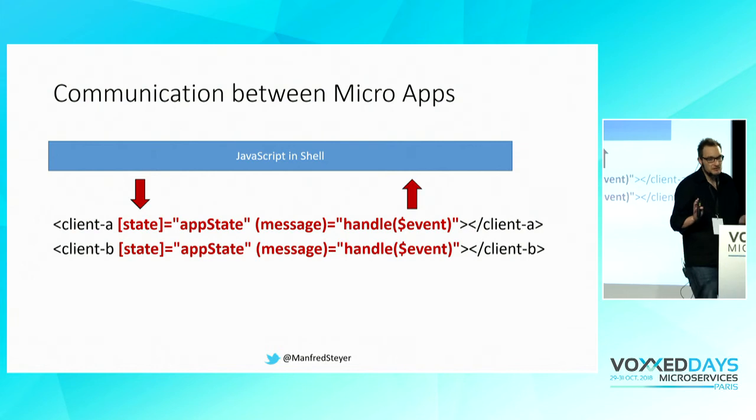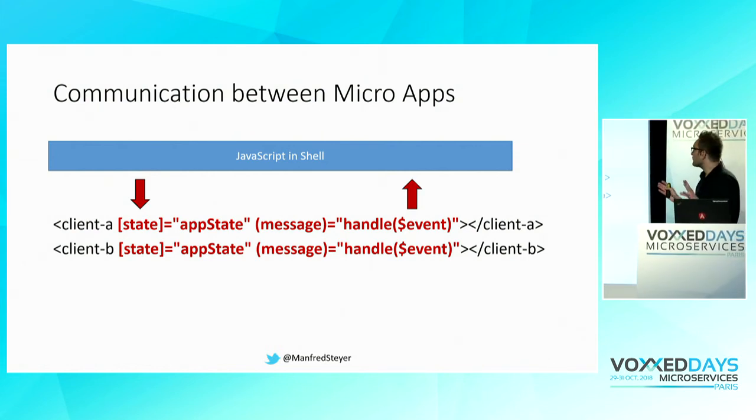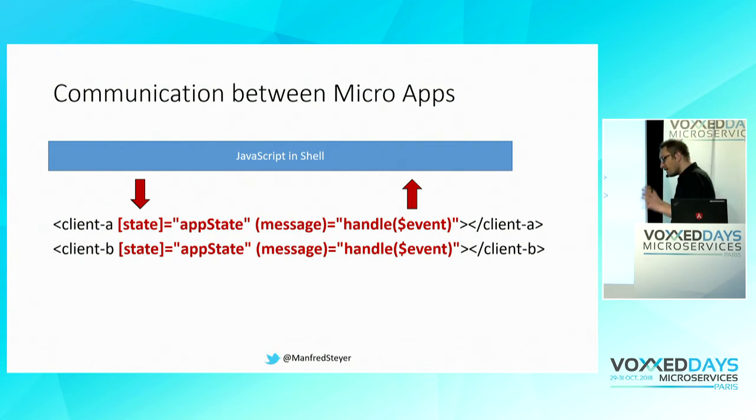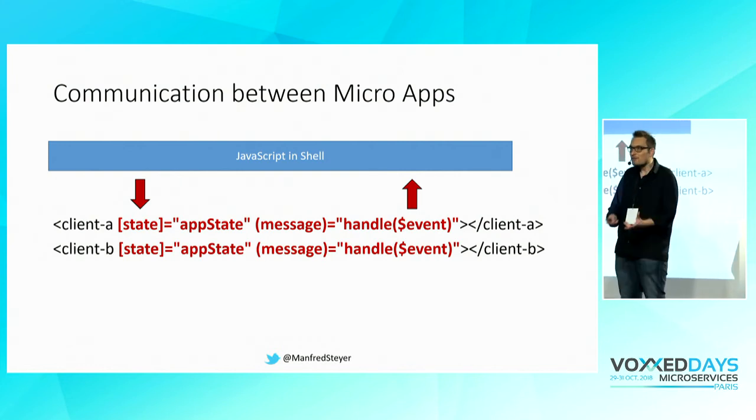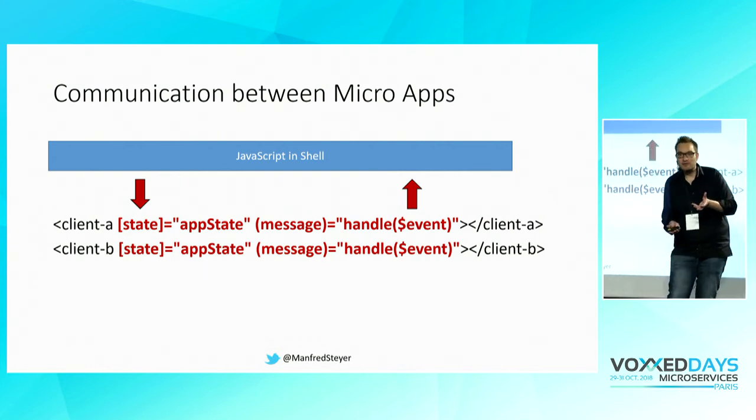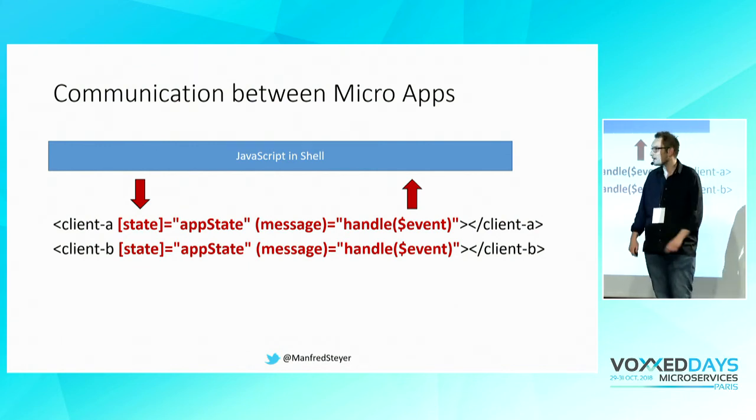Sometimes this is necessary, but in the sense of microservices, I would prevent this. You will need it sometimes, but I would not use it heavily, because every time you need to communicate with another micro app, you are defining a contract. And as mentioned before, contracts are really hard to change.